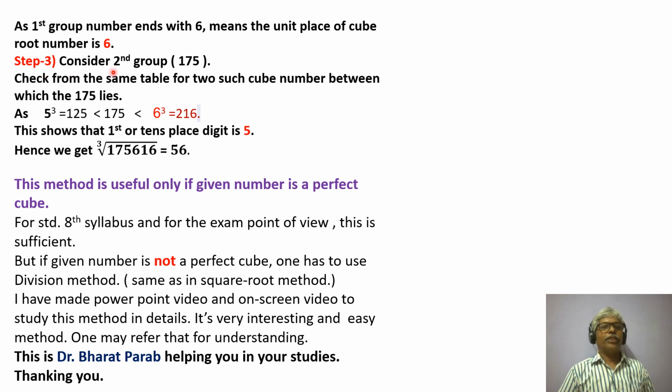Now step 3, consider the second group 175. Try to find two cube numbers, one whose cube is lesser than this and one greater than this. Look at this. 5 cube is 125, 6 cube is 216, and 175 lies between these two. We are interested in these 5 and 6, and take the lesser number. So this shows that the tens digit is 5. Hence we get the cube root of 175616 as 56.